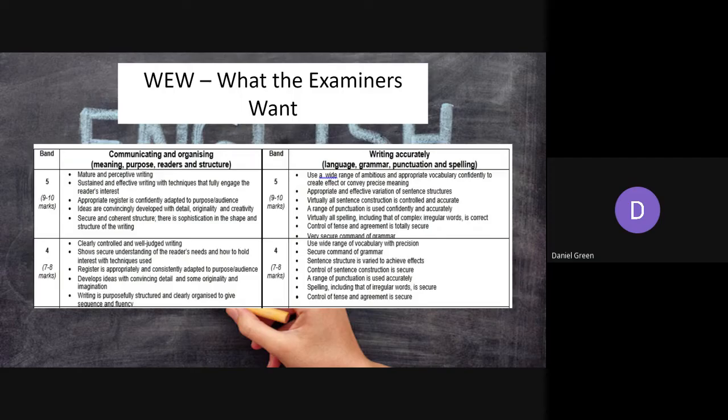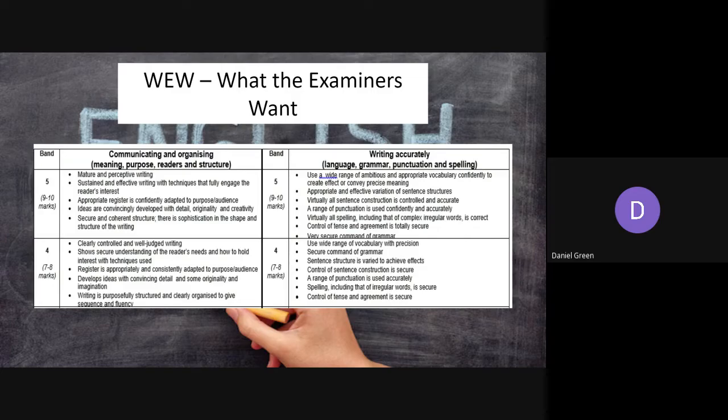And what does it say? The same thing as I said yesterday: mature and perceptive writing, sustained and effective writing with techniques that engage the reader's interest. It's all about engagement. Appropriate register to purpose and audience. That means you're speaking in a correct way that your audience will be able to understand it, or they will be able to relate to it.